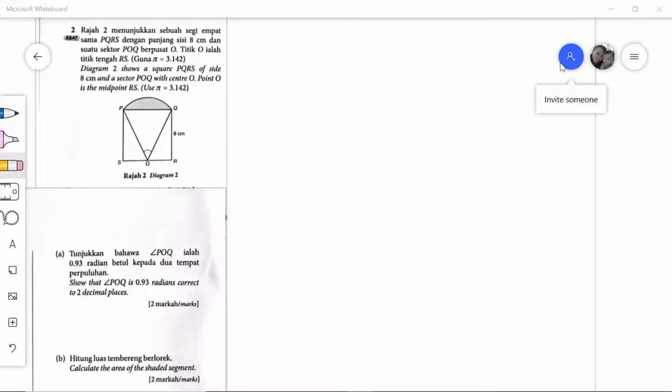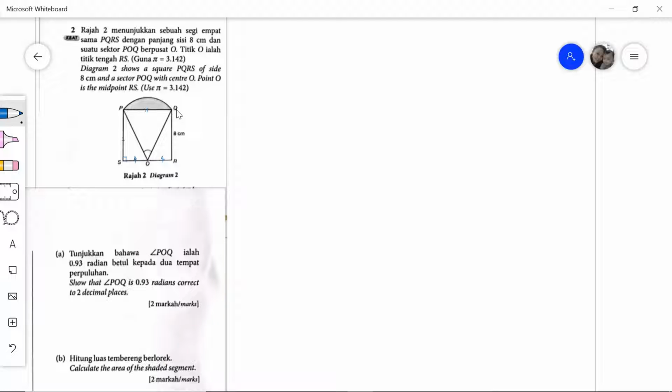Hi everyone, this is question number 2 in Praktis Sumatif. Diagram 2 shows a square PQRS of side 8 cm. So this is 8, this is 8, and this is 8. Let's mark it down first. This is 8, 8. And next, the point O is the midpoint of RS, which means this is 4, 4.